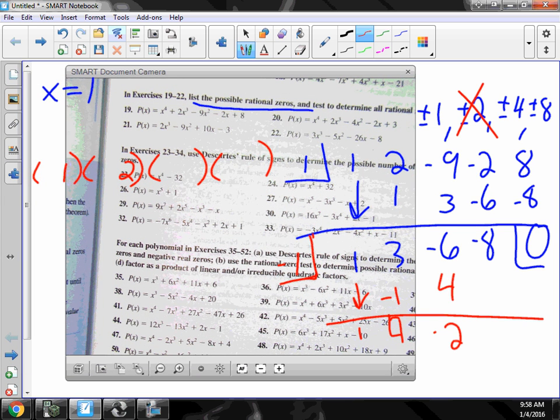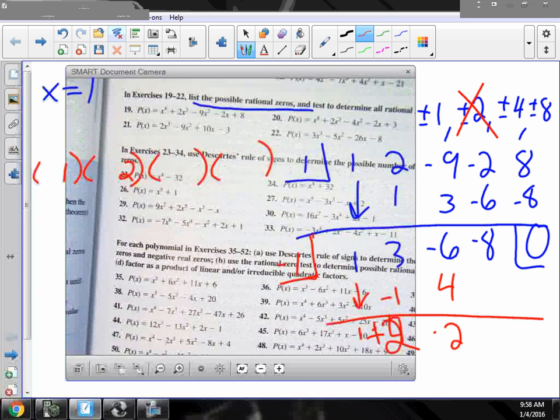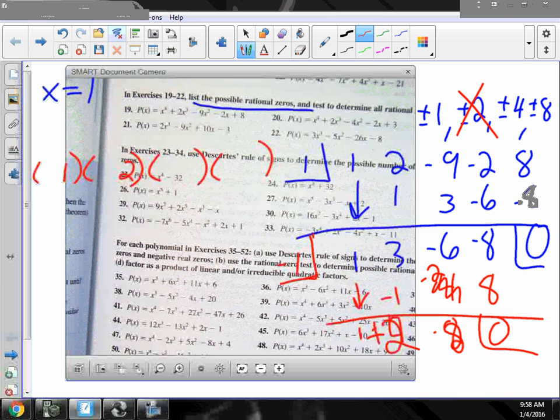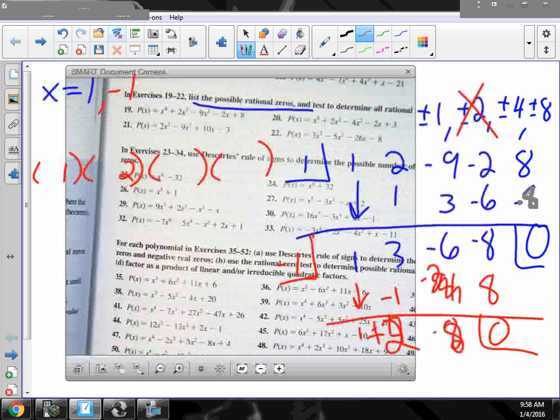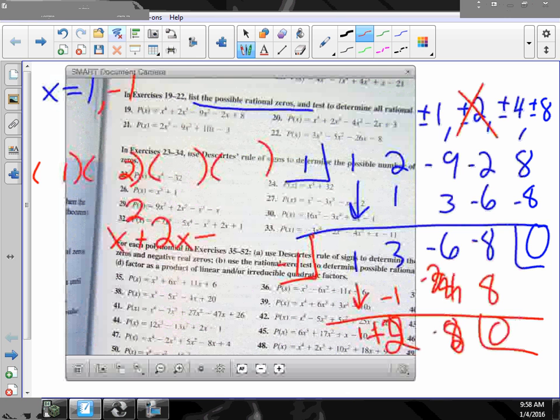So -1, -2, or +2. -1 times +2 is -2. That would be -8. That would be 8, and that would be 0. So -1 is another one. And now I'm left with x squared plus 2x minus 8. Does that factor?